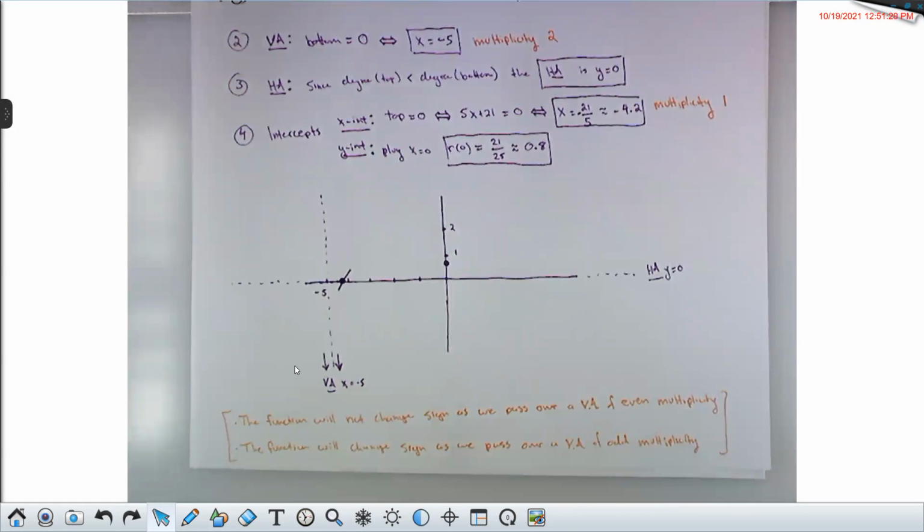All right, we're almost done. Since this arrow points down, just to the left of this vertical asymptote, do I approach my horizontal asymptote from above or from below?